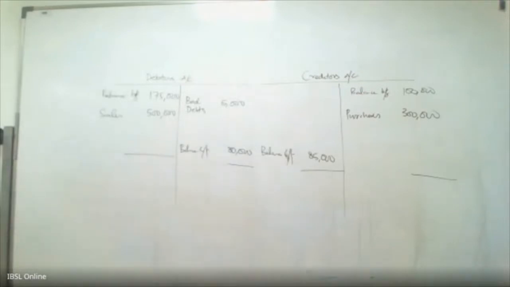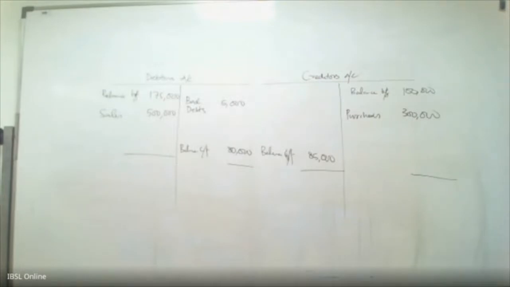Then the next item, they say provision for doubtful debts for 2019 is 10,000. Now when I make a provision for doubtful debts, I will debit the P&L for bad and doubtful debts, and I will credit the provision for bad and doubtful debts. So that has nothing to do with the debtors account. It is not applicable.